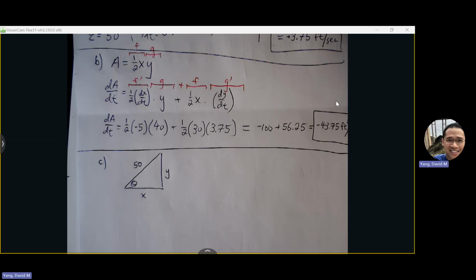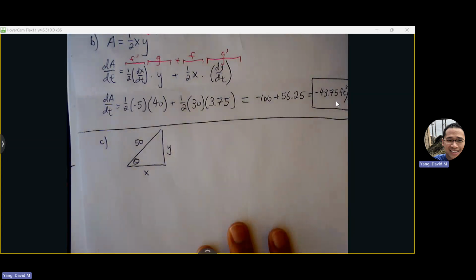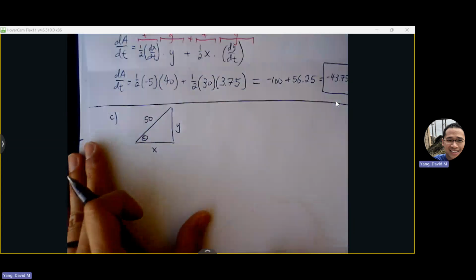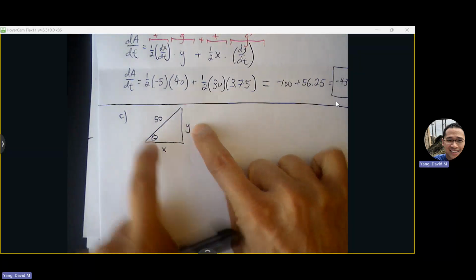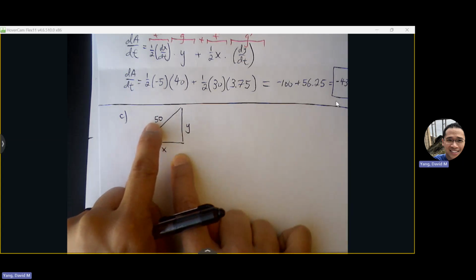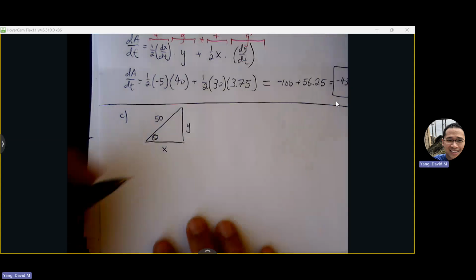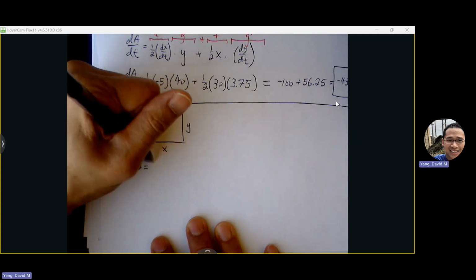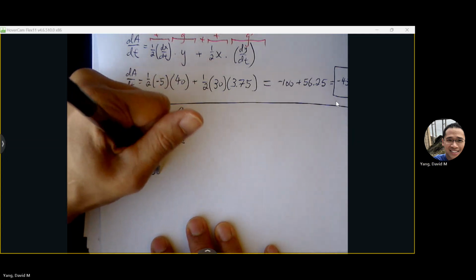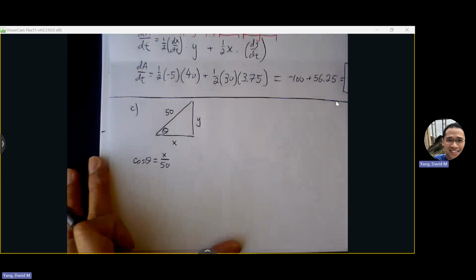I think in part A we did sine, so let's just try using cosine just to see some variety in our steps here. But if you try to use sine, it'll work the same way. You can also use tangent, but tangent would involve quotient rule. So we're going to try to take advantage of the 50 so that we can use the constant in the problem. So let's try cosine here. Cosine theta is equal to x over 50. So that's always going to be our starting step with our trig related rates. We're always going to be starting off with some trig equation.